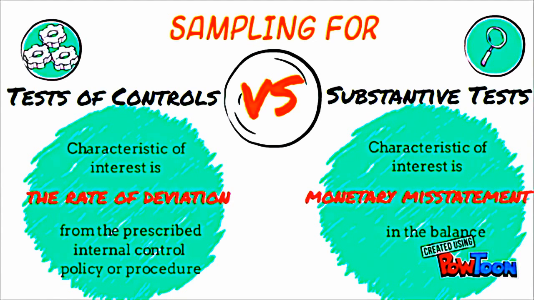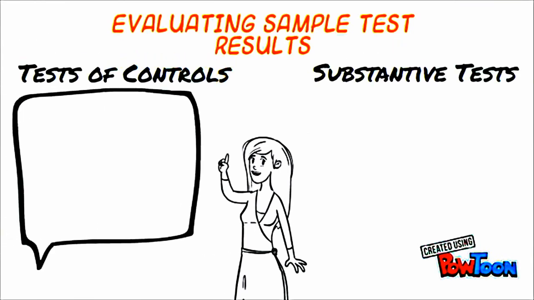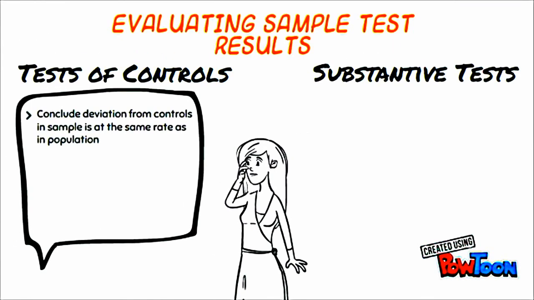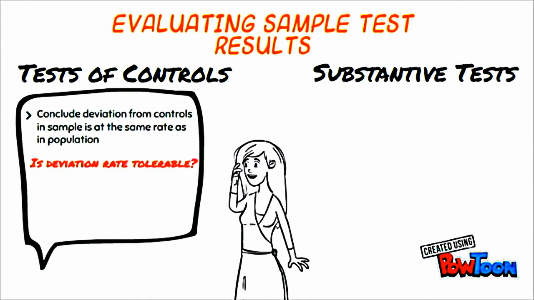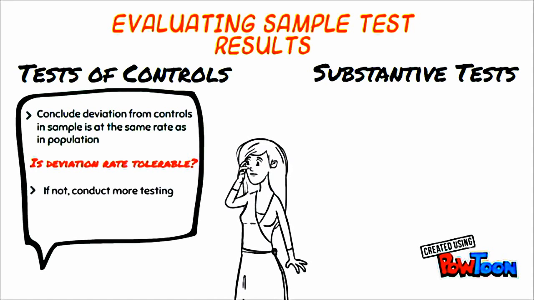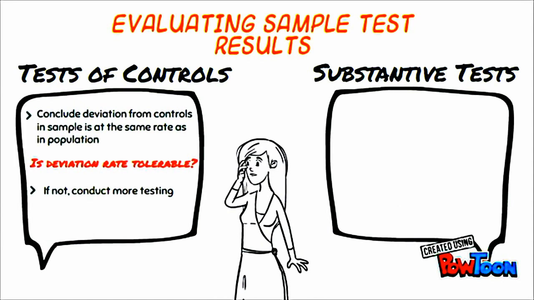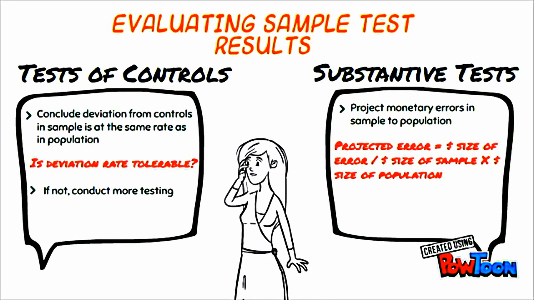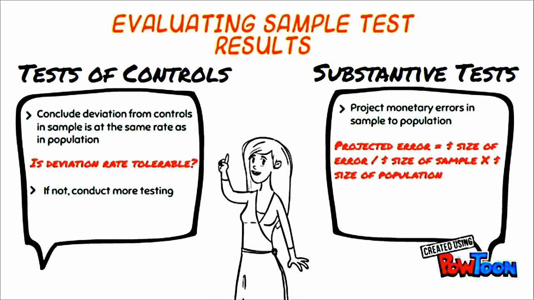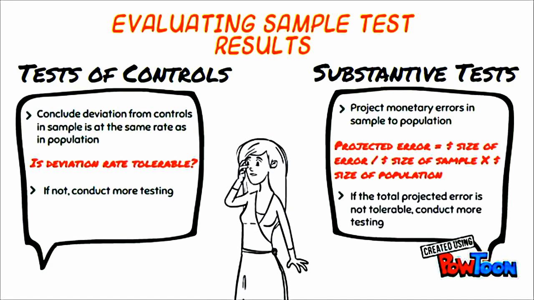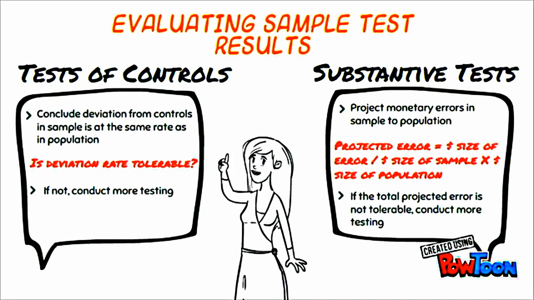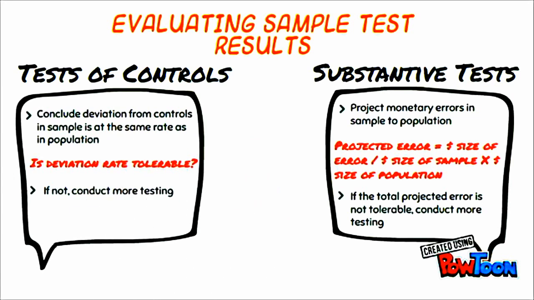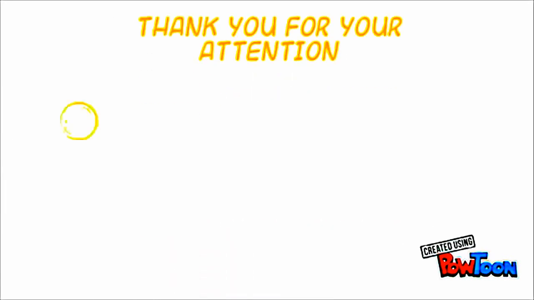Finally, the auditor needs to evaluate the results of sample testing. For test of controls, we need to conclude that the deviation from controls in the sample is at the same rate as in population, and then decide if the deviation rate is tolerable. For substantive testing, the auditor needs to project the monetary error in the sample to the population using the following formula. If the total projected error is not tolerable, then more tests need to be conducted.